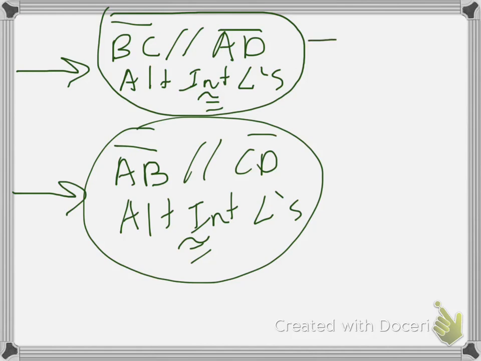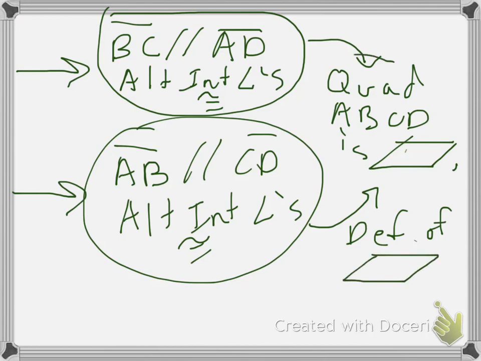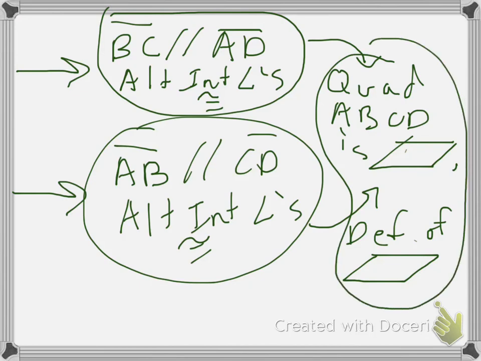And now that tells us that quad ABCD is a parallelogram, because it's the definition of a parallelogram. There's our flowchart proof. It took us 3 screens to do it and almost 15 minutes to explain it all. I hope that it made sense.